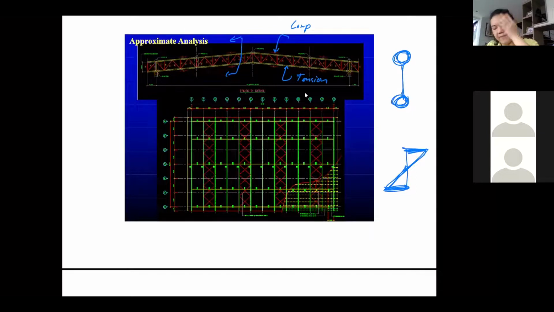And you can certainly feel that if we have more depth, we have more moment of inertia, so the forces in the top and bottom chord will become smaller, right? That also means the maximum forces in the top and bottom chord will be in the middle, right? Because of the bending moment. So the maximum force will be at midspan.